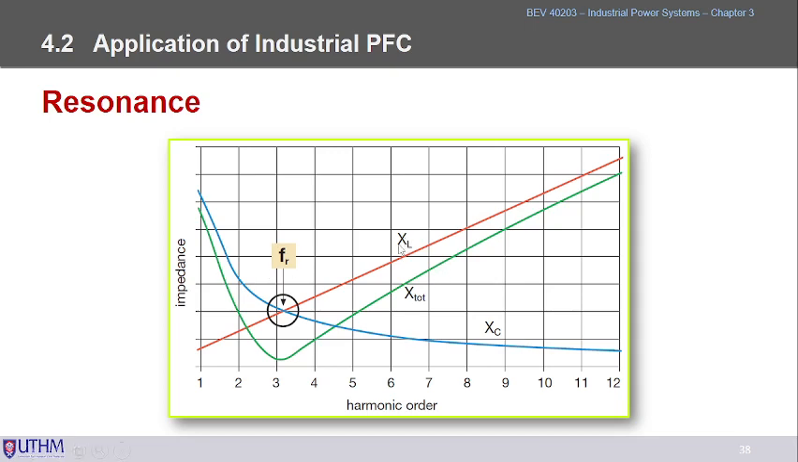But for X, no matter whether it is XL or XC, it depends on the frequency, because we have 2 pi f. So when we vary the frequency along the way here, we can plot the XL for the system, and the blue color is the XC for the capacitor bank. The place where they cross is the resonance. In this case, it is resonant near the third order of the harmonics.